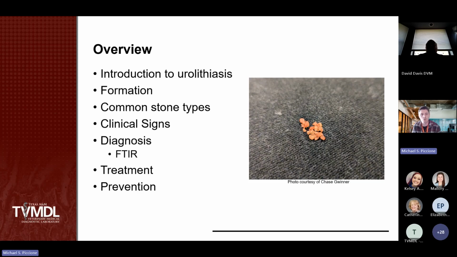From there, we'll talk a little bit more about formation, so the pathophysiology of how these stones come to be. We will talk about some very common stone types. It won't be every stone type under the sun, but many that you'll encounter here in clinical practice. From there, we'll talk about clinical signs. So what do these patients, whether dog or cat, manifest with? And we will talk more about diagnoses. In regards to the diagnostic testing that's available, one thing that we will really try to showcase a little bit is FTIR. And then finally, we'll round out this presentation with a focus on treatment and prevention.